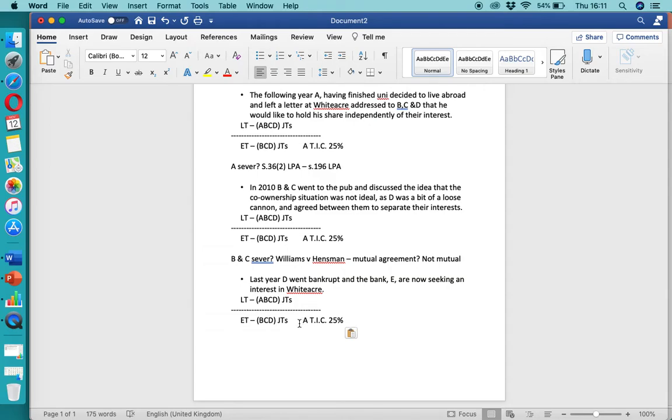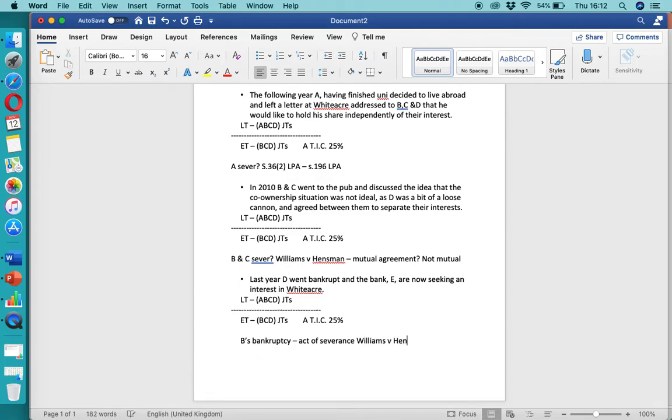We know that as above, there wasn't any change. So B's bankruptcy will operate as a way of severing him. B's bankruptcy is an act of severance. It's not him severing, he has been severed. And this is Williams and Hensman.